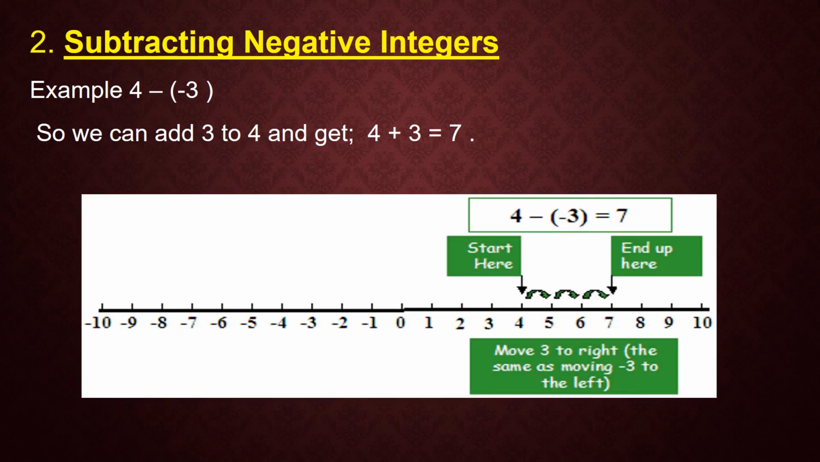Here is the representation of 4 minus minus 3 on the number line. We will start from the point 4 on the number line. When subtracting negative numbers, we move to the right. Moving to the left by a negative number is the same as moving to the right by the opposite positive number. So we'll take 3 jumps towards right and we'll reach at 7. Therefore, 4 minus minus 3 is equal to 7.